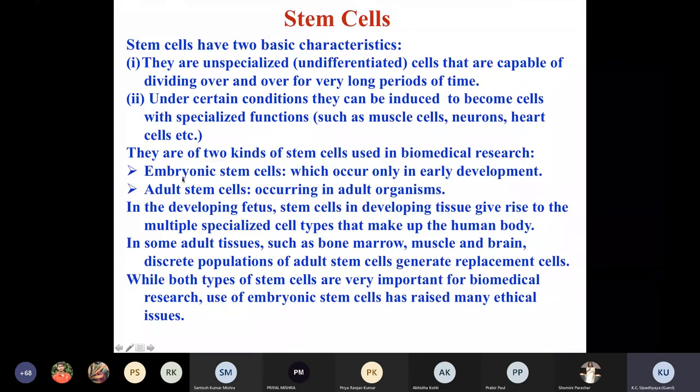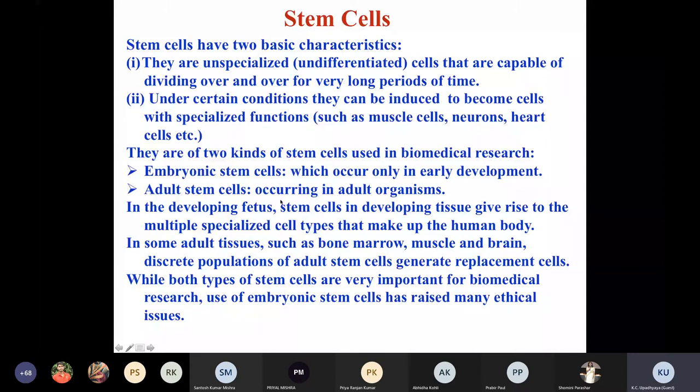There are two kinds of stem cells used in biomedical research: embryonic stem cells, from early development, and adult stem cells, occurring in adult mice. A lot of work was going on, but when people started working with embryonic stem cells from fetuses, a lot of problems and ethical issues were involved.